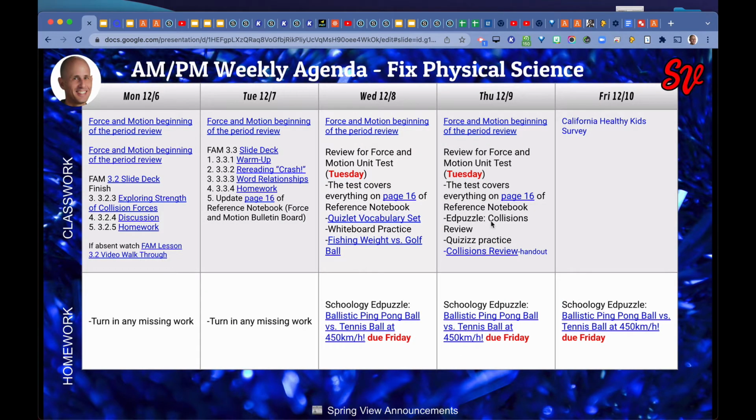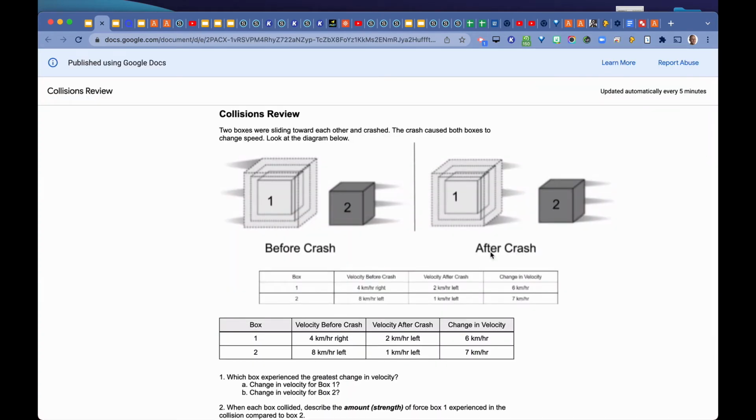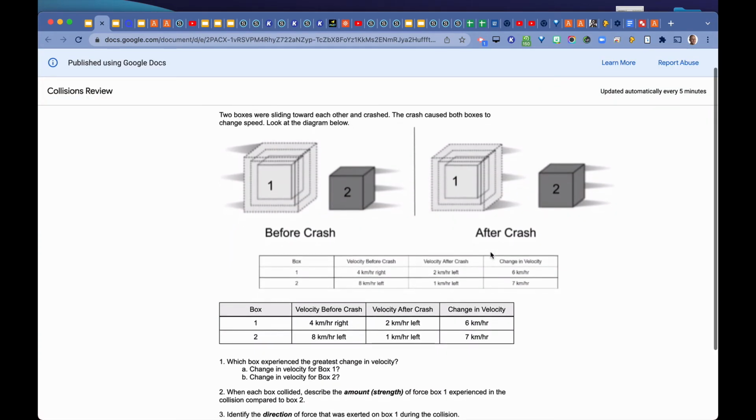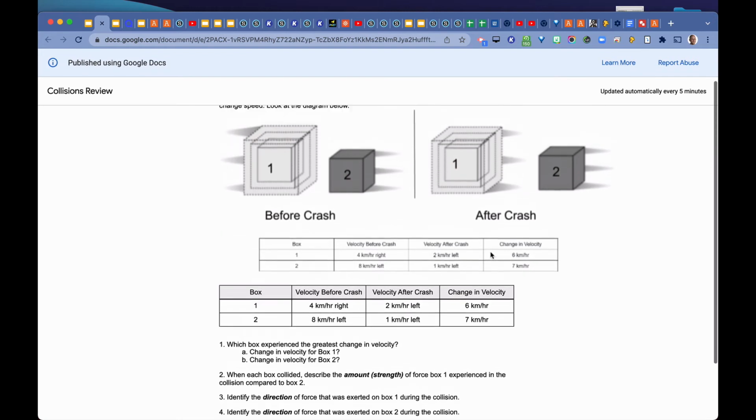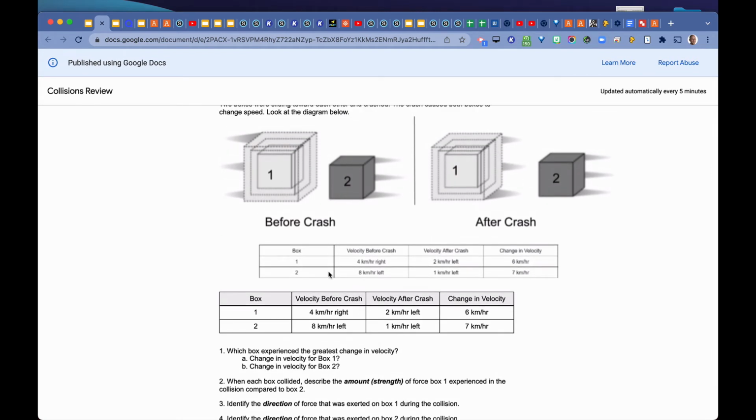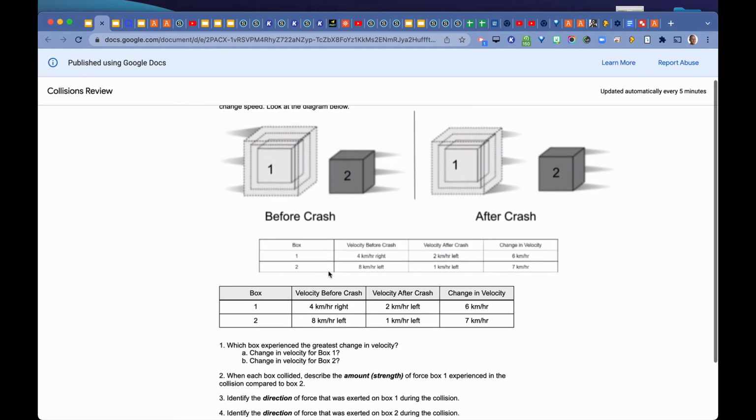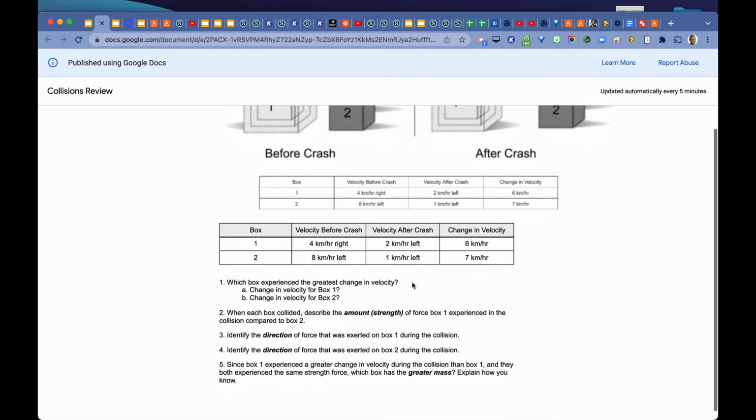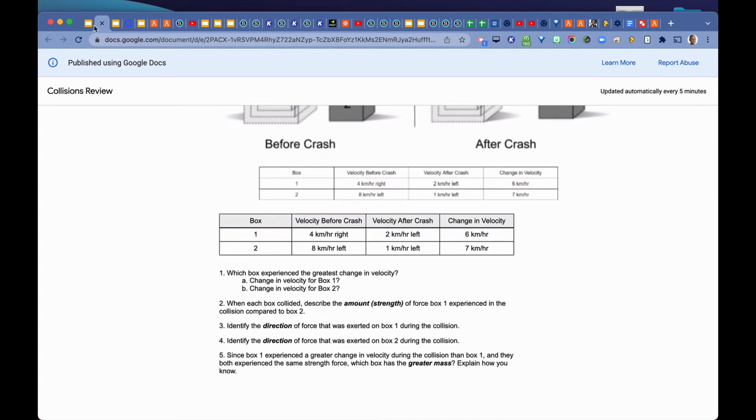We did an Edpuzzle collisions review in class. We did a Quizlet practice. I'm going to put some links on that so that they can use it as well, but during class I didn't have links to it because it was an in-class assignment. And then we did a collisions review handout. So students looked at these two boxes. They looked at the velocity before, velocity afterwards, and the change in velocity, and then based on that they looked at the questions and answered them.